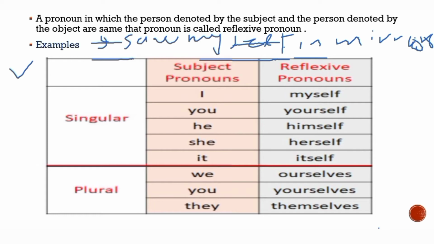We always form reflexive pronoun by adding self or selves at the end of the possessive form of personal pronoun. If you want to know more about the personal pronoun, then the link is given in the description below. For example, I is a subjective pronoun. If I want to make it a reflexive pronoun, then I take its possessive form my and then add self after it, then it becomes myself. You, yourself, he, himself, she, herself, it, itself, we, ourselves, you, yourselves, they, themselves.